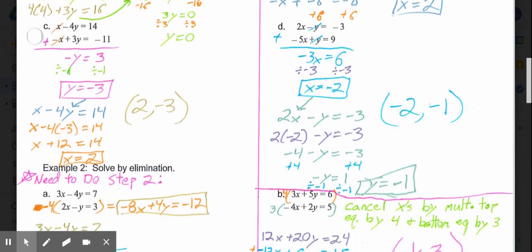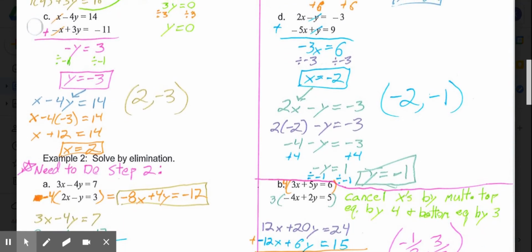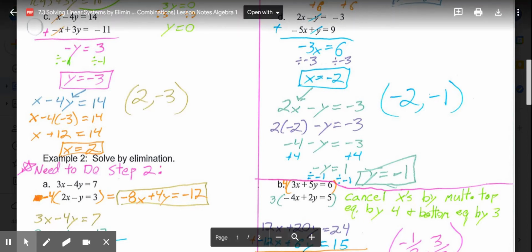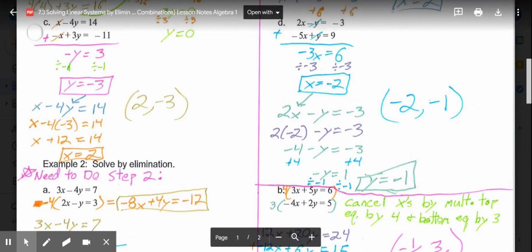So now we'll look at C and D. Again, steps 1 and 2 are done for us. All of our terms are lined up vertically, and the x's in this case are opposites, so I can just add my two equations. Once I add, negative 4y plus 3y is a negative y, or negative 1y. 14 plus negative 11 is a positive 3. So divide by negative 1 to solve for y, and y equals a negative 3.